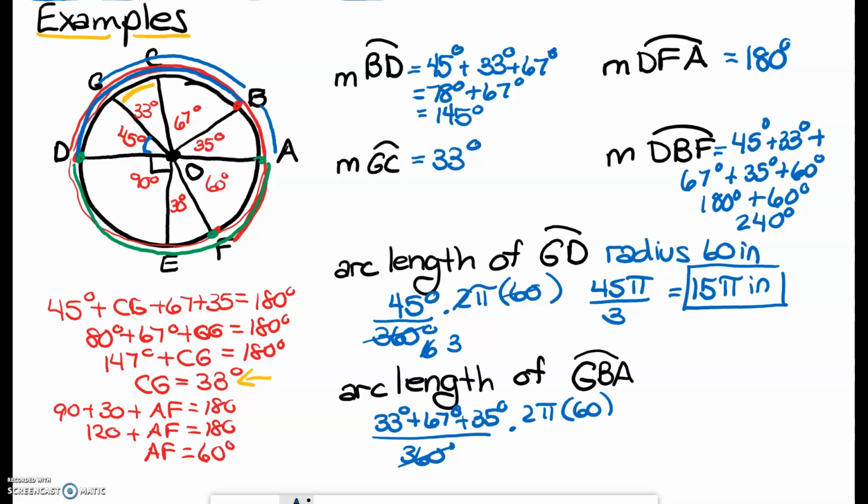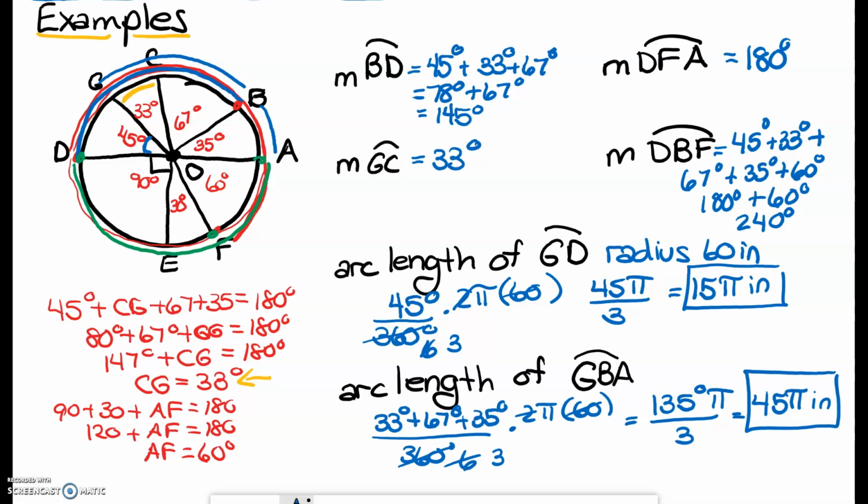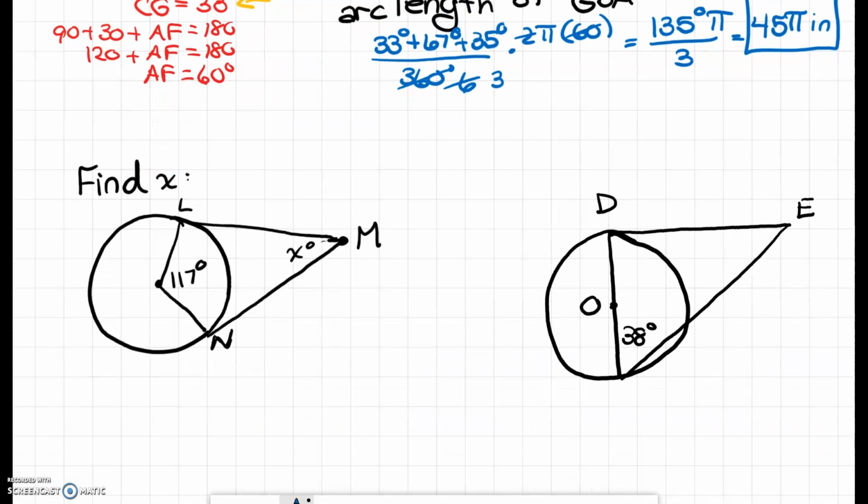So again, I'm going to reduce that, and I'm going to add all those up. So 33 and 67 is 100, so the sum is 135. That gives 135 pi over 3. And then when I divide that out, I get 45 pi inches. All right, so let's move on to the next example.